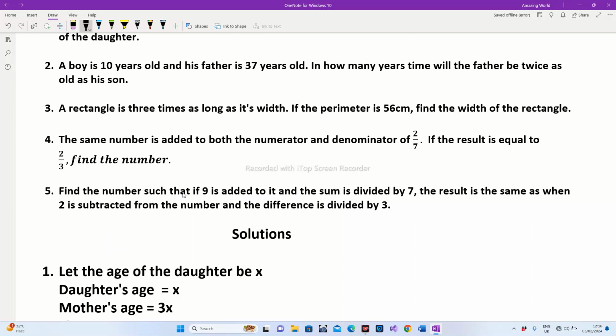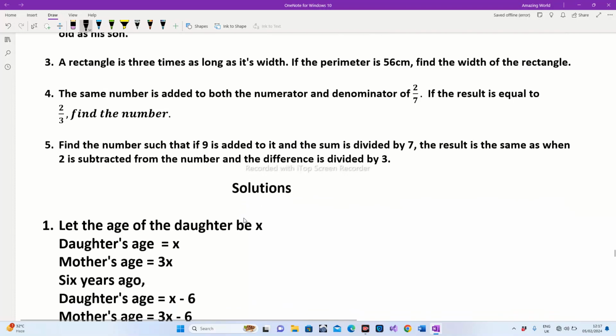Then if 9 is added to that number, we all know that will be x plus 9 because 9 has been added to the unknown number, and then the sum of x and 9, which is x plus 9, is being divided by 7. And when that is done, the result is the same as when 2 is subtracted from that same number, which is x subtract 2, then divided by 3. So let's quickly put that into writing.